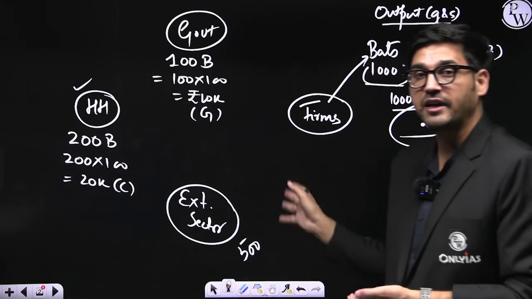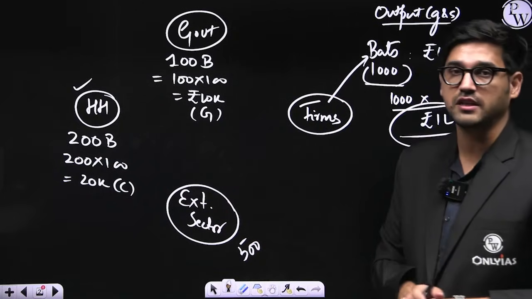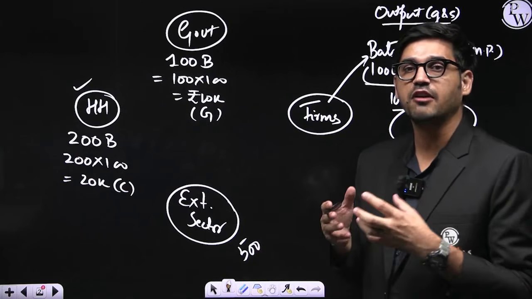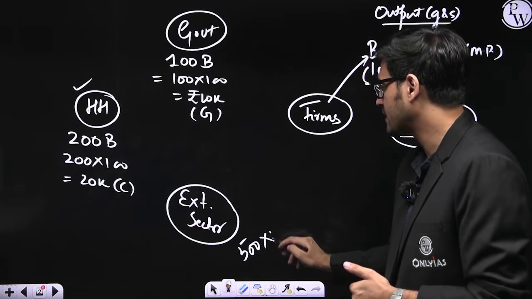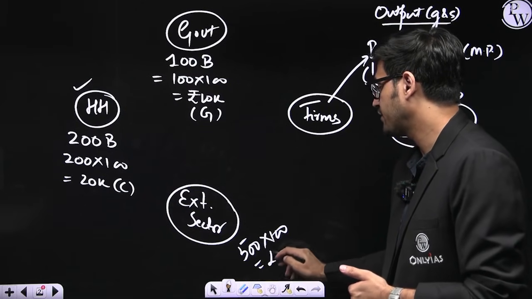Similarly, the economy has also exported 500 of these bats, which means other countries have bought 500 of these. How much money have they spent on these bats? This will be rupees 50,000.